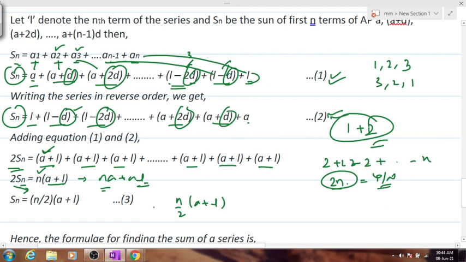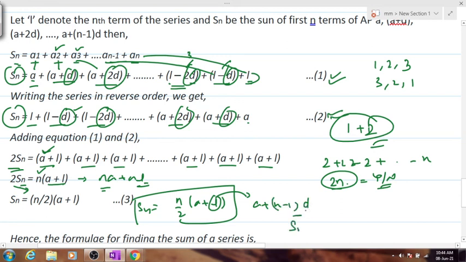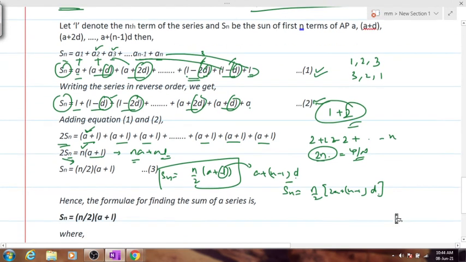This was the second formula which I told you. And then we go on to substitute the value for L, which is a plus (n minus 1) into d. Then we get the first formula, Sn is equal to n by 2 into (2a plus (n minus 1) into d). This is how we get the formula. Is this clear to everyone? Yes or no?